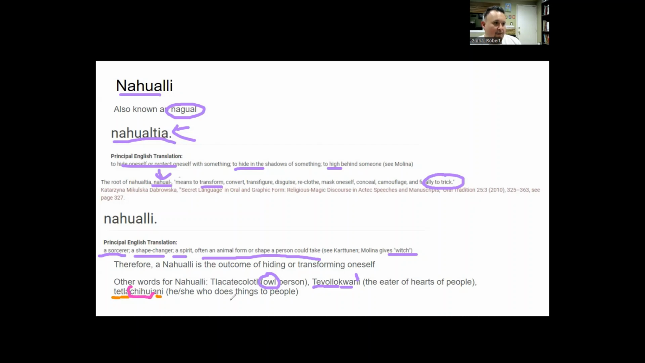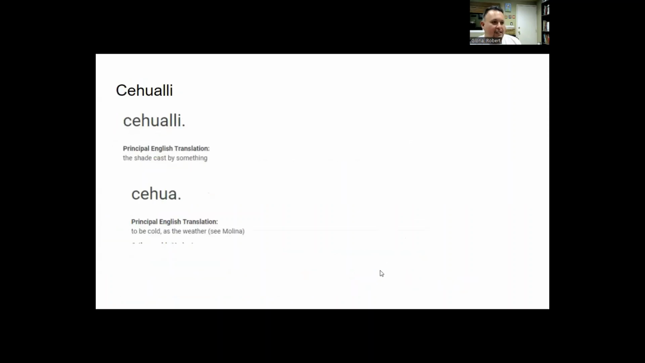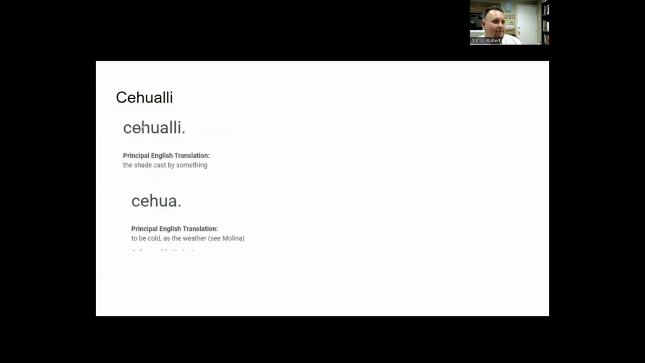Chibuya does things. Okay, so that's nahualli. And the last one is just another example. This one is sewali. Sewali means the shade cast by something. Okay, so this is the shade cast by something.